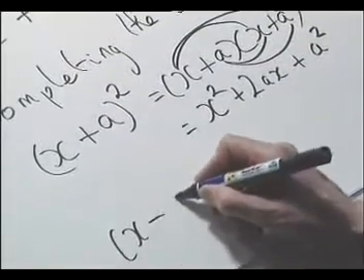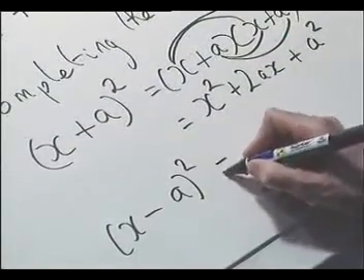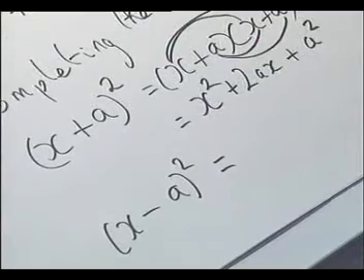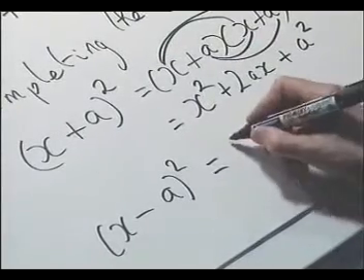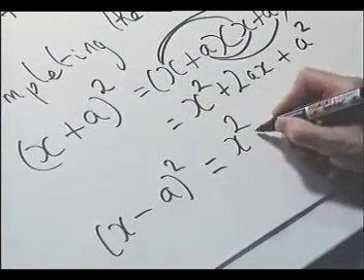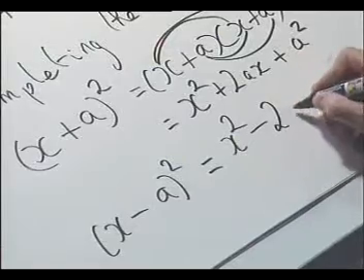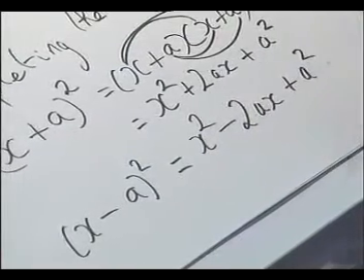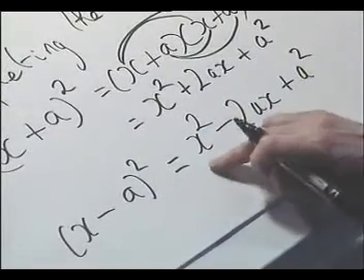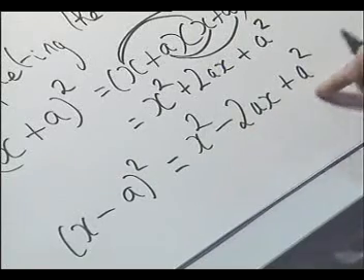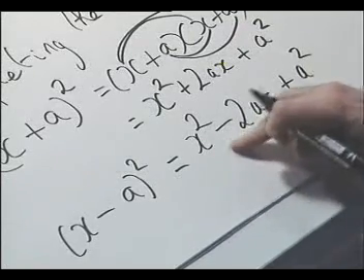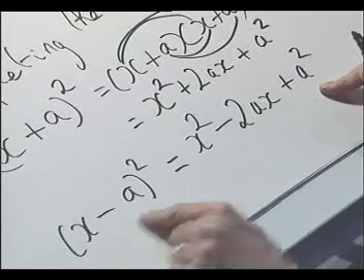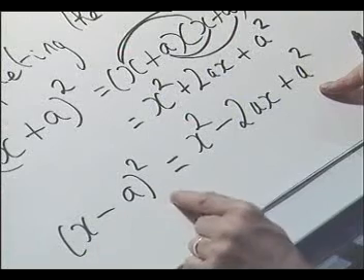Similarly, we can have x minus a all squared. And if we multiply out these brackets, we'll end up with the same result, except we'll have minus 2ax plus a squared. And again, this is a complete square, an exact square, because it's equal to x minus a all squared.